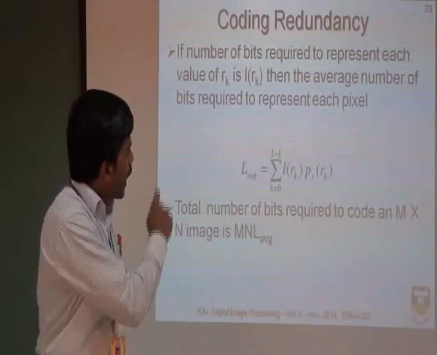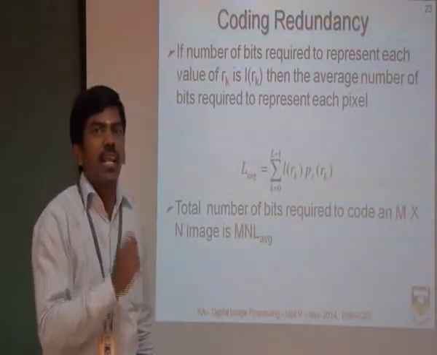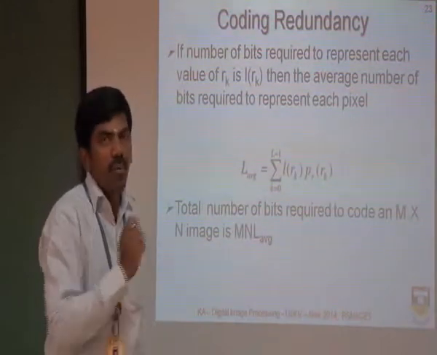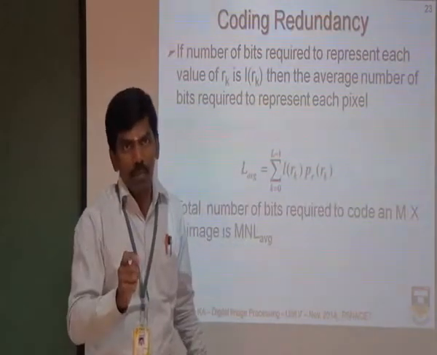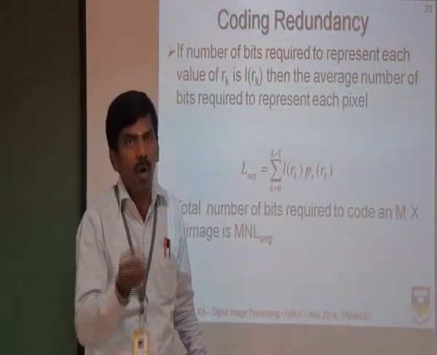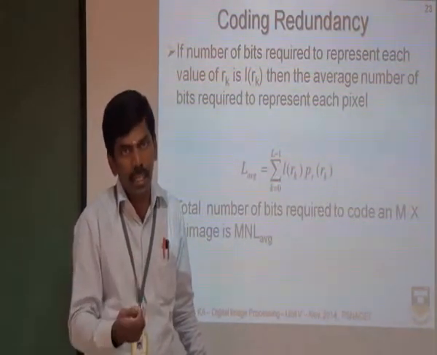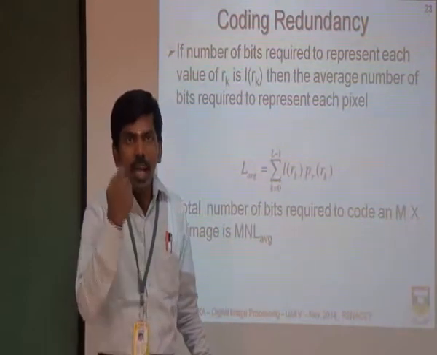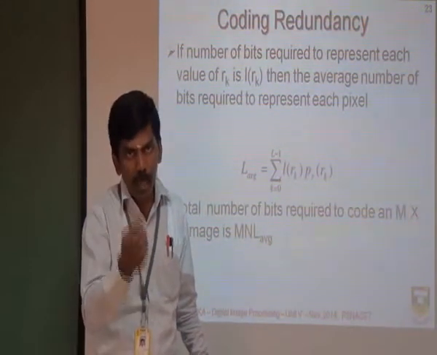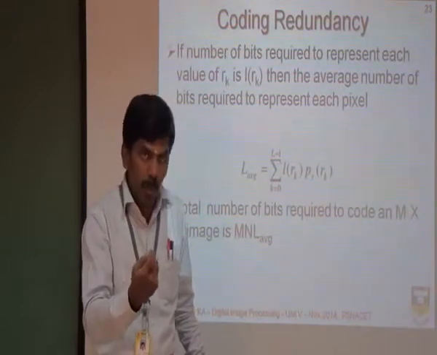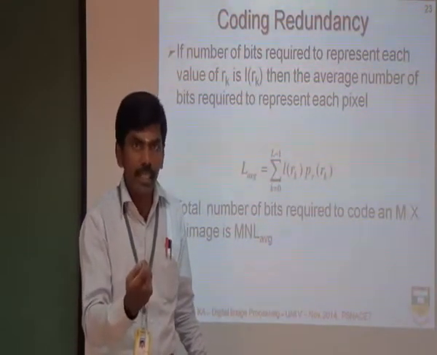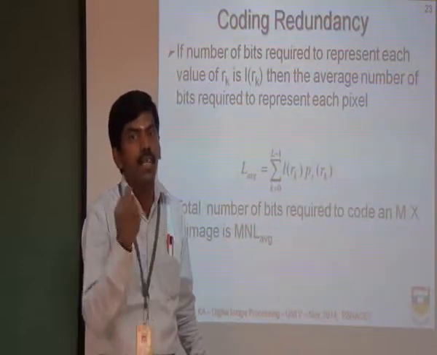L average is the summation of L of Rk multiplied by P of Rk. P of Rk is the probability of occurrence of the corresponding pixel value, Nk by N. L of Rk is the length of the code for that value, for example 2-bit or 4-bit.